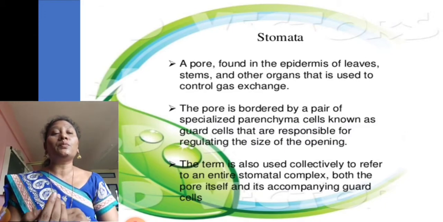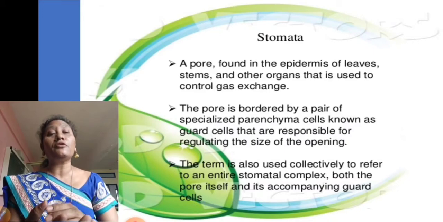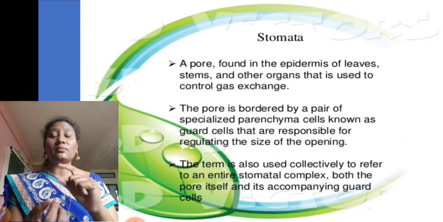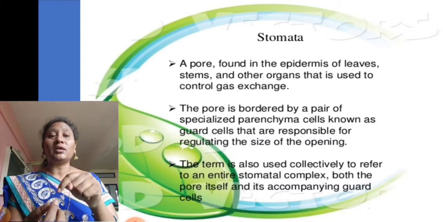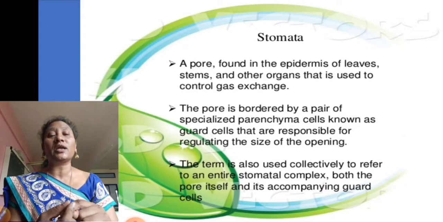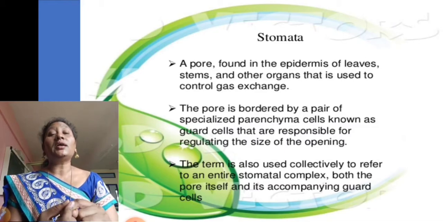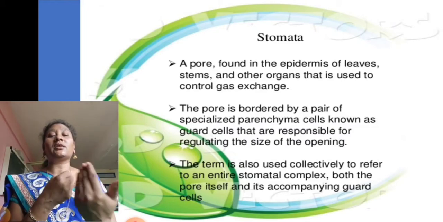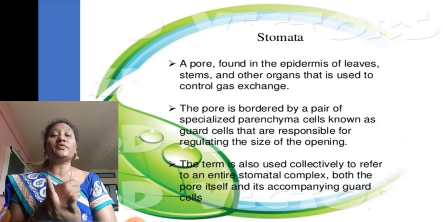The pore is bordered by a pair of specialized parenchyma cells known as guard cells. So the stomata consists of an outermost border of special cells called guard cells, which are responsible for regulating the opening and closing of the stomata. Based on the availability of water and the temperature, the stomata open and close. These guard cells live on both sides of the stomata.